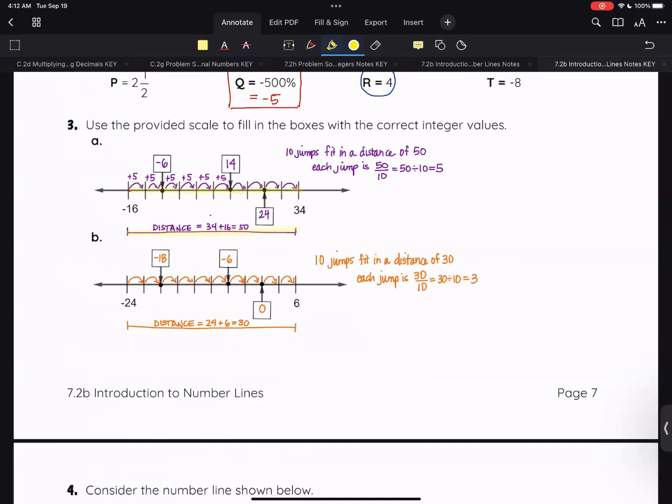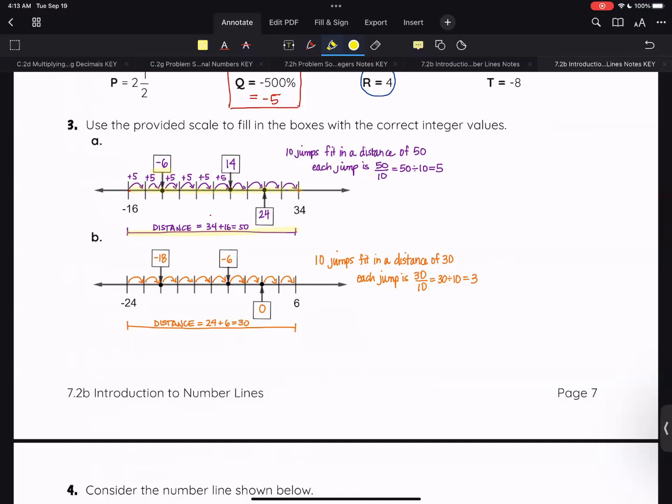So if I move forward 10 units to get to this first box, that's like having 16 red counters, and then I add 10 yellow counters, so I end up with 6 red ones after I take out the 0 pair. Thus, this box gets filled in with a negative 6.